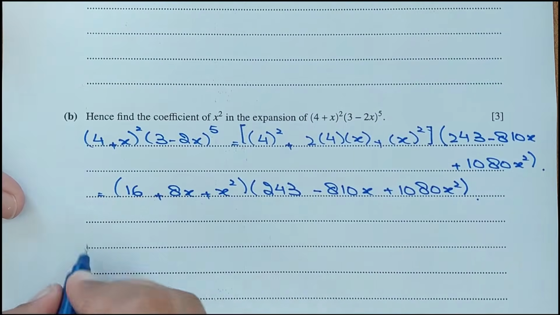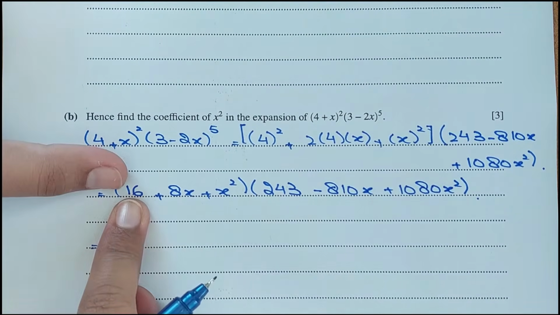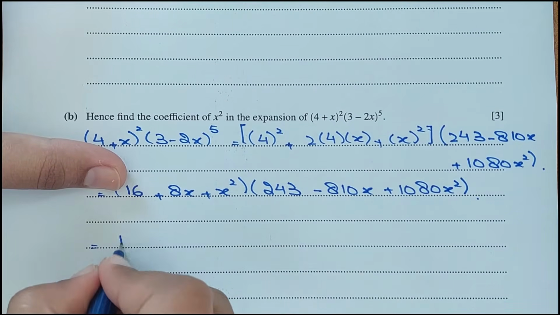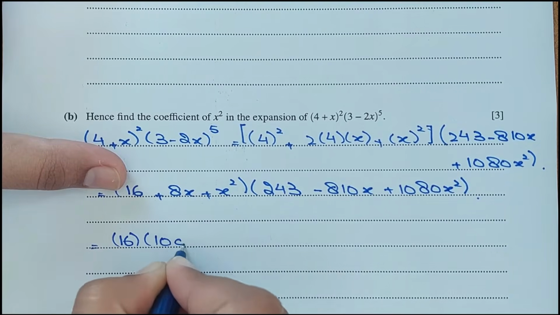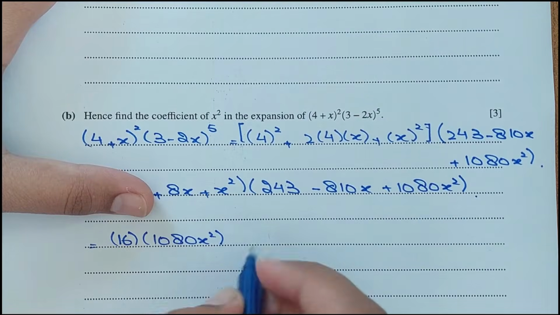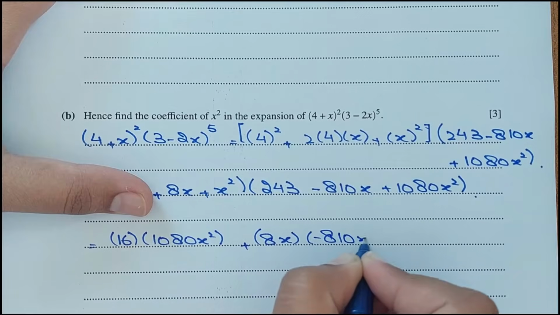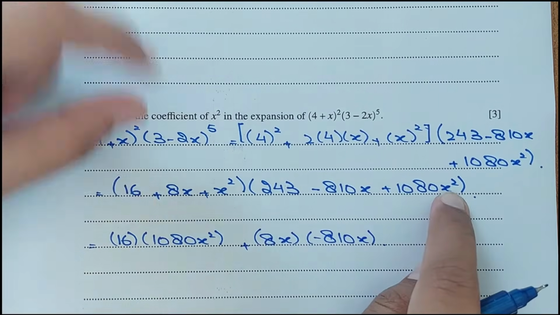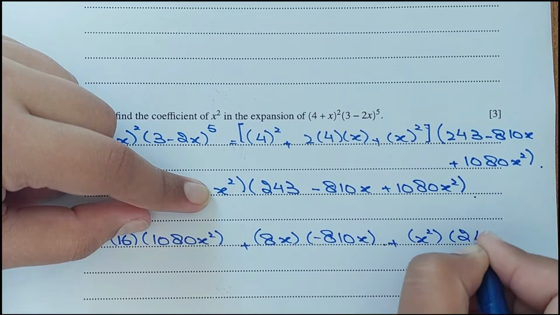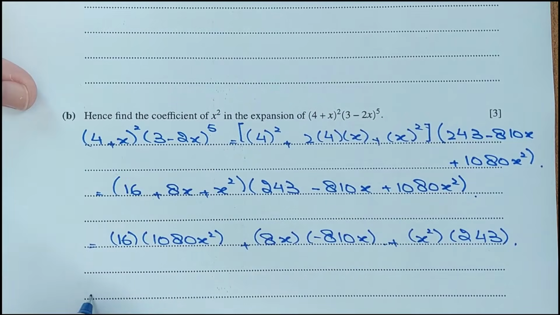Let me simplify this further. We have to find the coefficient of x square. 16 times this is constant, 16 times this would be x, 16 times this would be x square. So 16 times 1080 x square. This is x square term, this is x term, this is x square term, plus 8x times minus 810x. This would be x cube. This is x square plus x square times 243. This would be x cube term, this would be x power 4 term, right?